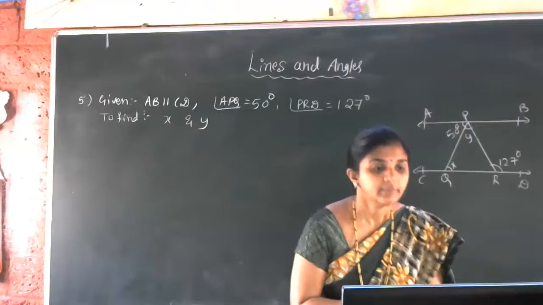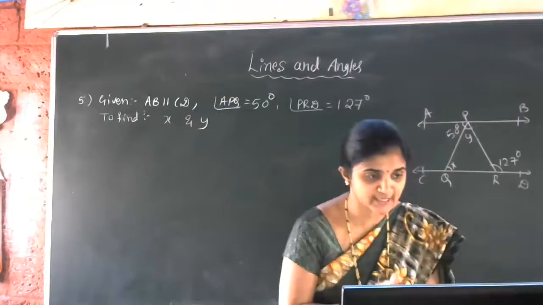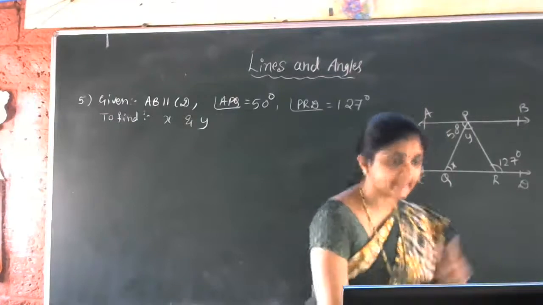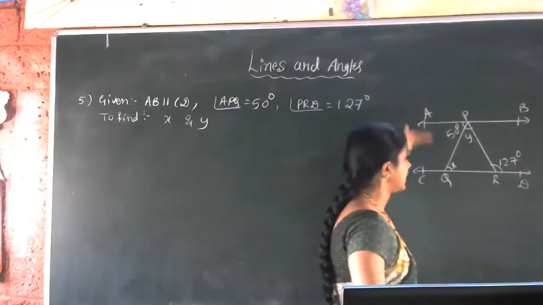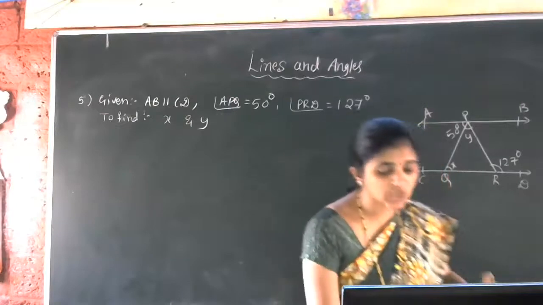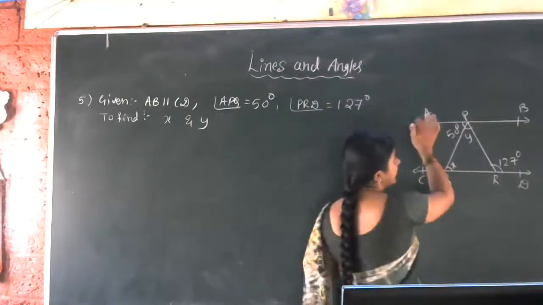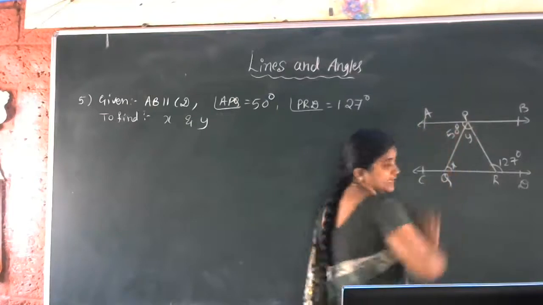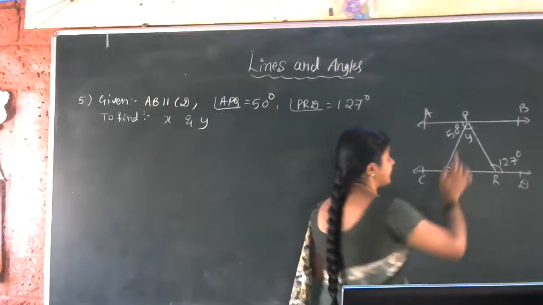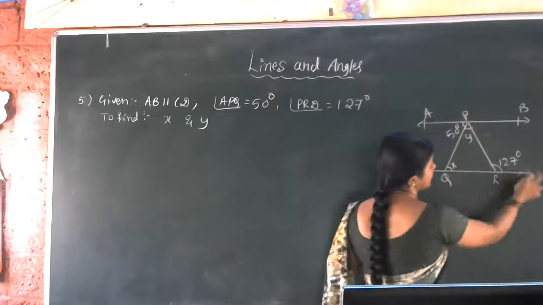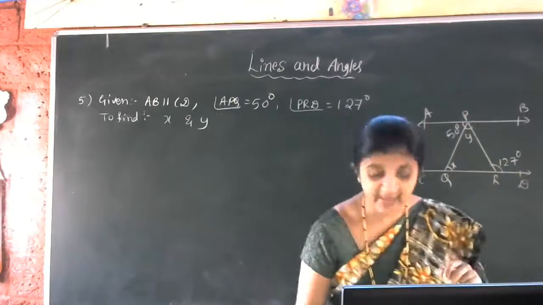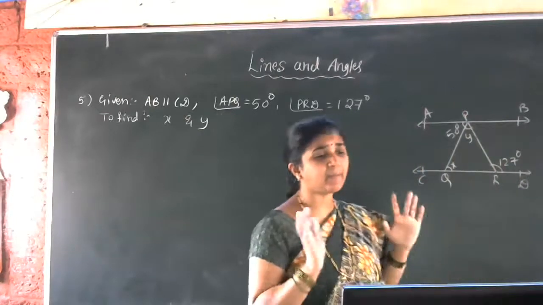See here, we have the fifth question. It is like this. In the figure, if AB is parallel to CD. Just observe the figure. AB line is parallel to CD, it is given. Then angle APQ is 50 degrees. Then angle PRD is 127 degrees. So what do we have to find here? X and Y. It's a very simple problem.